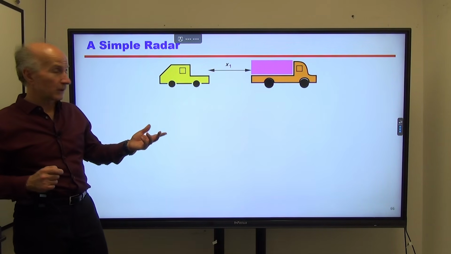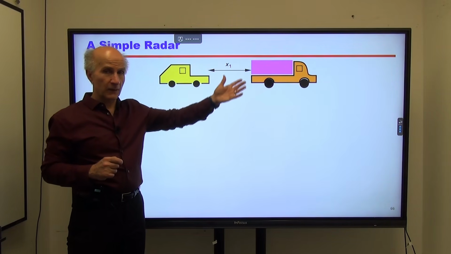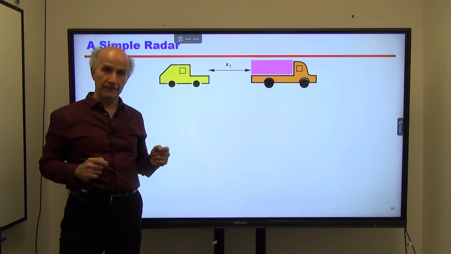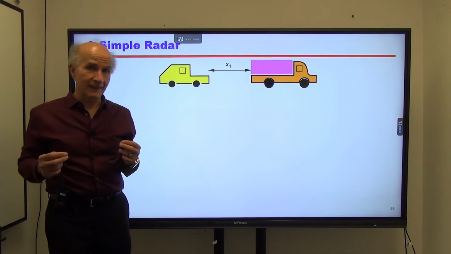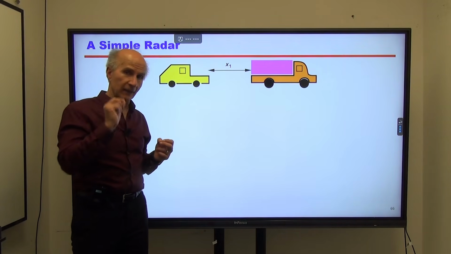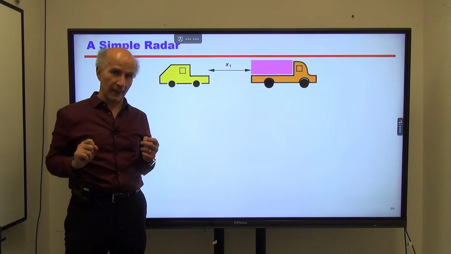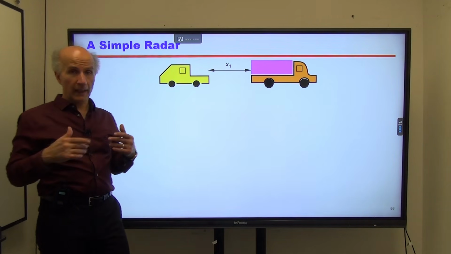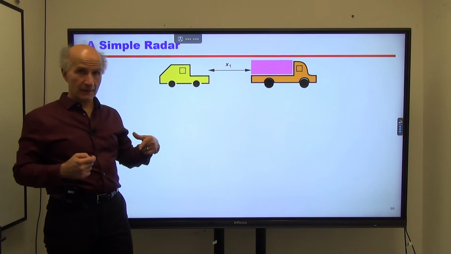Here's a simple scenario. We have a car at a distance of x1 meters behind a truck, and our objective is to measure this distance. So how do we measure distance? Well, what we know very precisely is the speed of light, c, right? 3 times 10 to the 8 meters per second. So I can use light or any other electromagnetic wave to measure this distance.